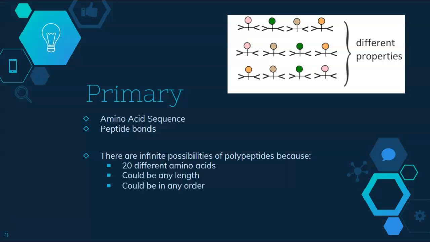The primary structure, right, this is the amino acid sequence. If all of these little dots are their own amino acid, it is just amino acid, amino acid, amino acid, held together by a peptide bond. There are an infinite possibility of polypeptides because there are 20 different amino acids. It could be in any length or in any order. So there's just an unlimited possibility because you could have a 3-length polypeptide or you could have a 3,000 length polypeptide.